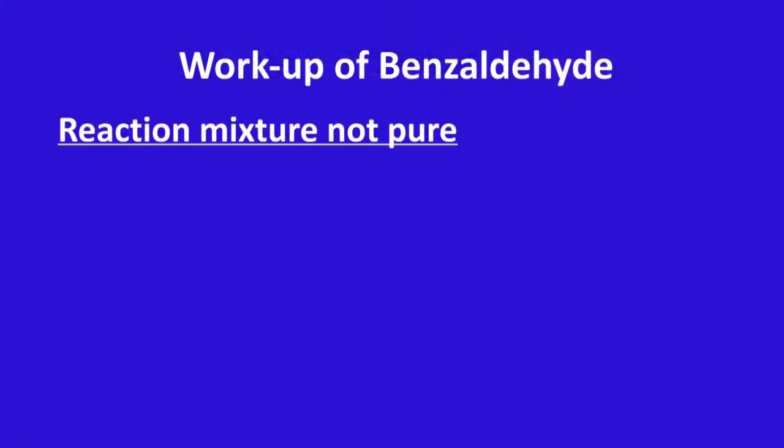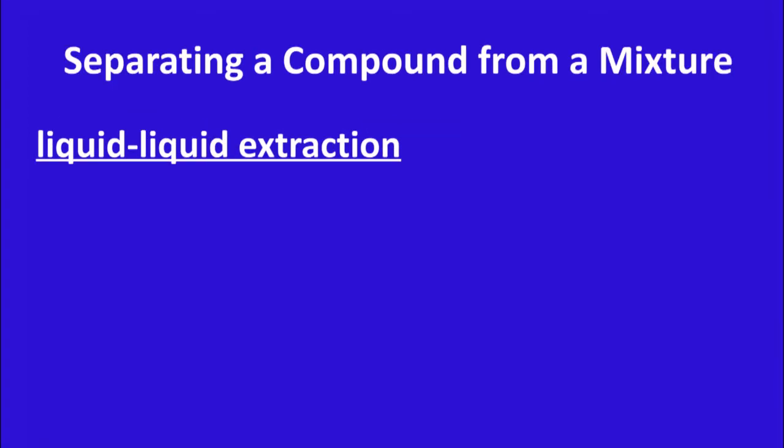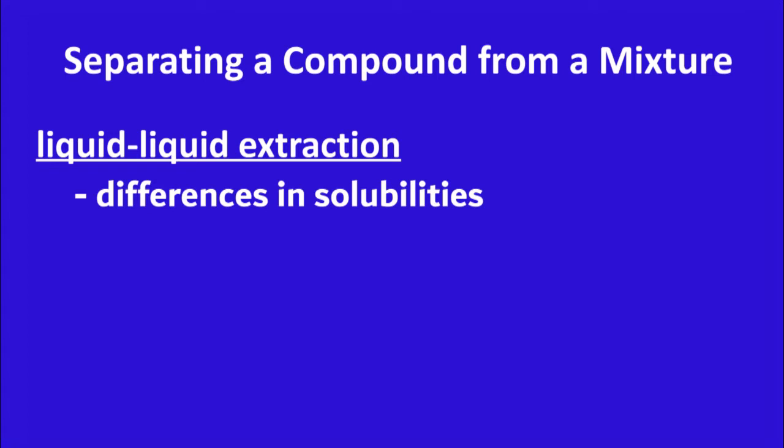After completing a reaction, the resulting product is usually not pure. Typically, it is present as a crude mixture, containing byproducts and unreacted starting material and reagents. Liquid-liquid extraction is the most common technique for separating a compound from a mixture. This method takes advantage of differences in solubilities in order to selectively separate the components.